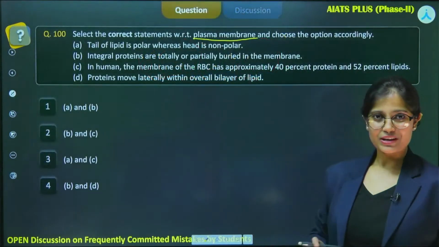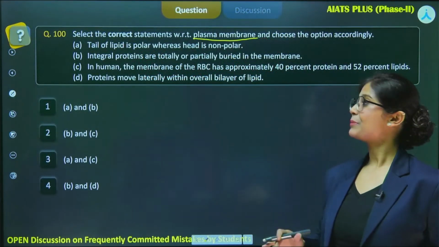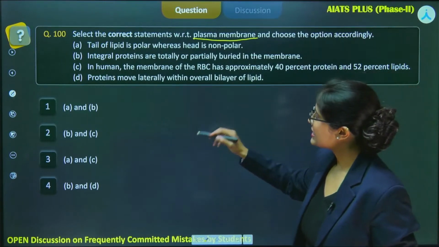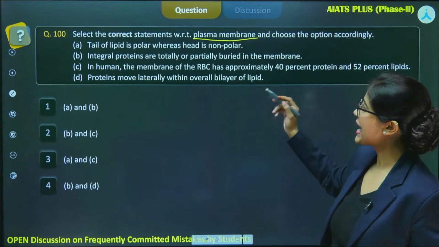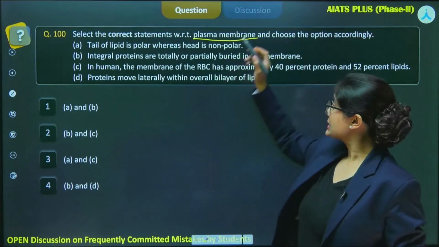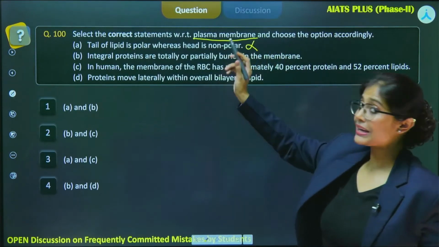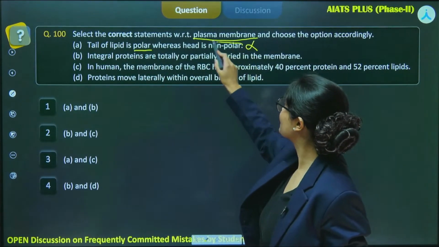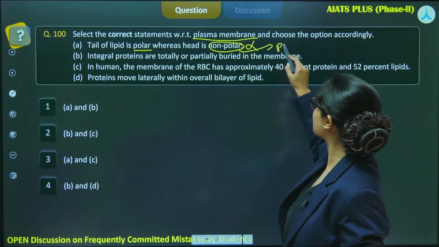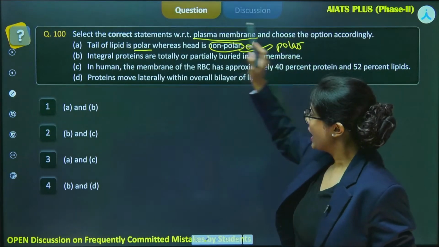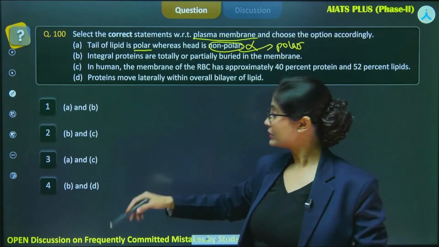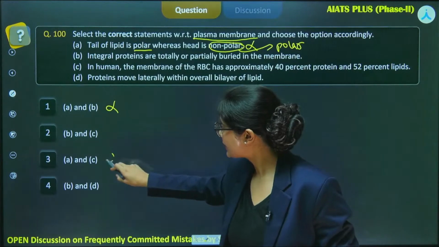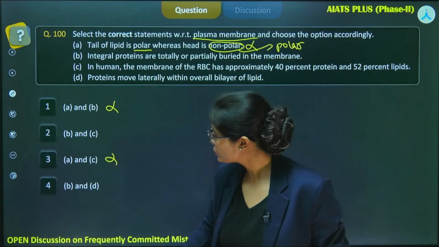Now let's get back to the question where statements for the plasma membrane are given. The first one is: the tail of lipid is polar, whereas the head is non-polar. This is incorrect because, on the contrary, the tail of lipids is non-polar whereas the head is polar. That's why this statement is incorrect. I can rule out the options which contain A, so option 1 and option 3 get ruled out.